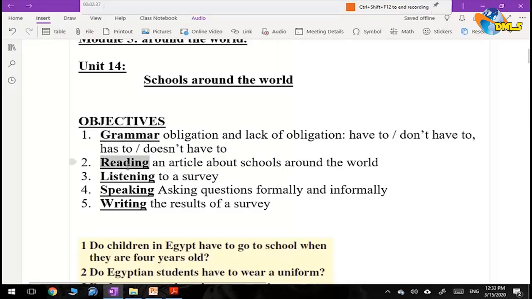Then we will move to the reading part, where we will read an article about schools around the world, discussing, to be precise, 3 schools. One of them is here in Egypt. Then we will listen to a survey done by fellow students in the same grade. Then we will go to the speaking part, or language function part, where we will learn a new language function.